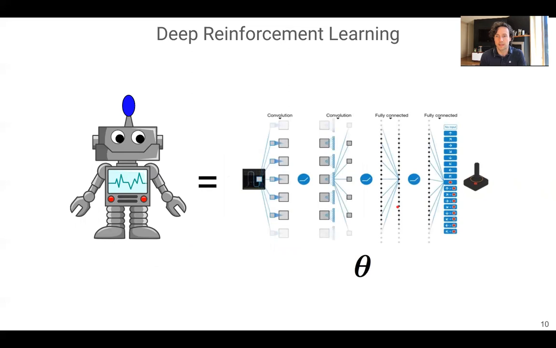Because we care about settings that have complex observation spaces and high-dimensional action spaces, we will use deep reinforcement learning, where the agent is parameterized as a deep neural network that processes the observation and then produces distributions over actions or expected Q values. And we'll typically use theta to indicate the weights of the agent.